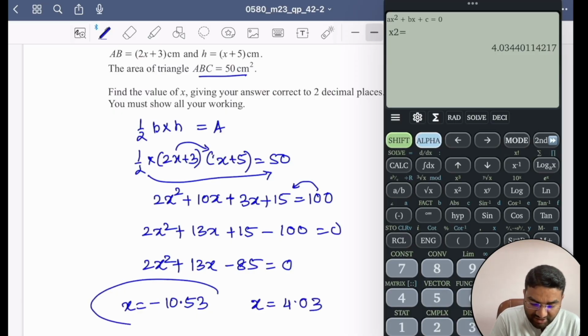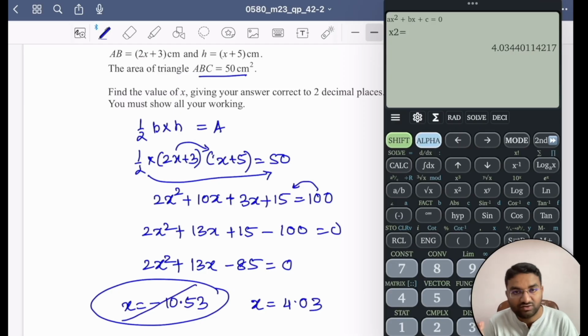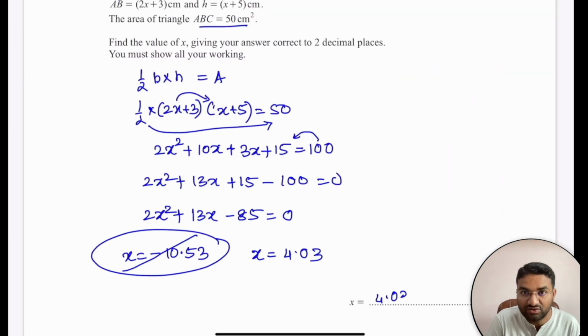So length can never be negative, so this is not what we want. The value of x will be 4.03 centimeter.